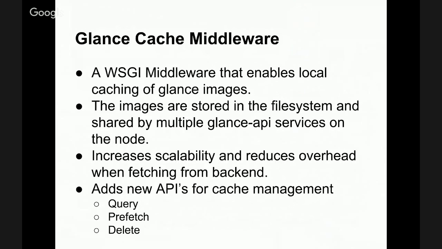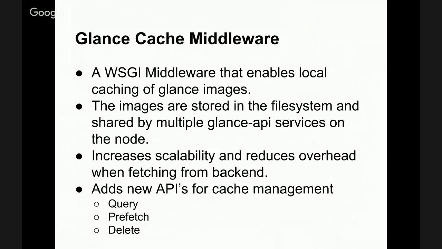Next, I want to talk about the Glance cache middleware. If you're using Glance API, you could enable local caching of Glance images. That is, you could add a WSGI middleware to your paste pipeline, and then you could cache the images locally on the node on which the Glance API is running. So why do we do this? We can do this to increase scalability and reduce the overhead when fetching from a backend. For example, if you're using an object store, you need to fetch this image over and over across the network, and this, of course, will have some overhead.